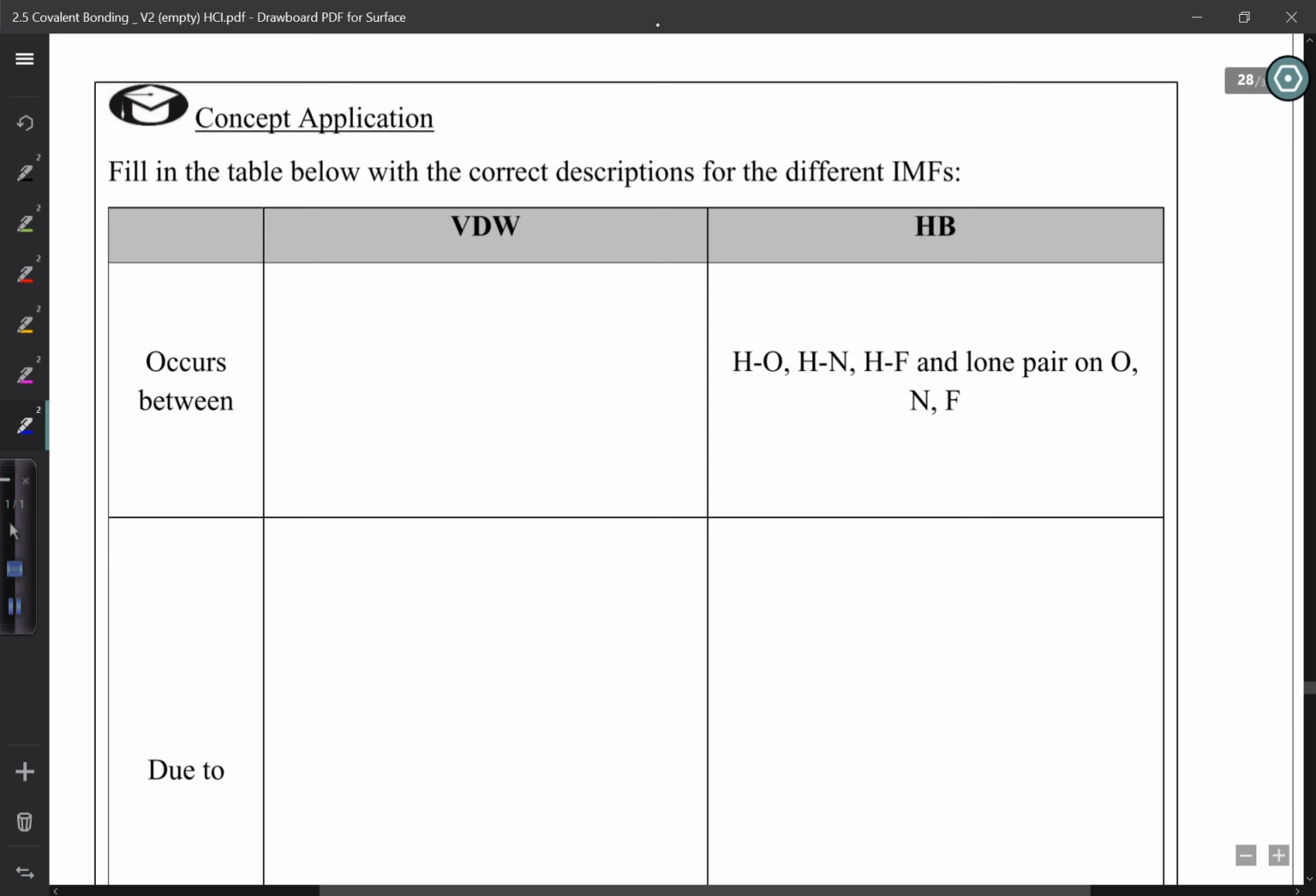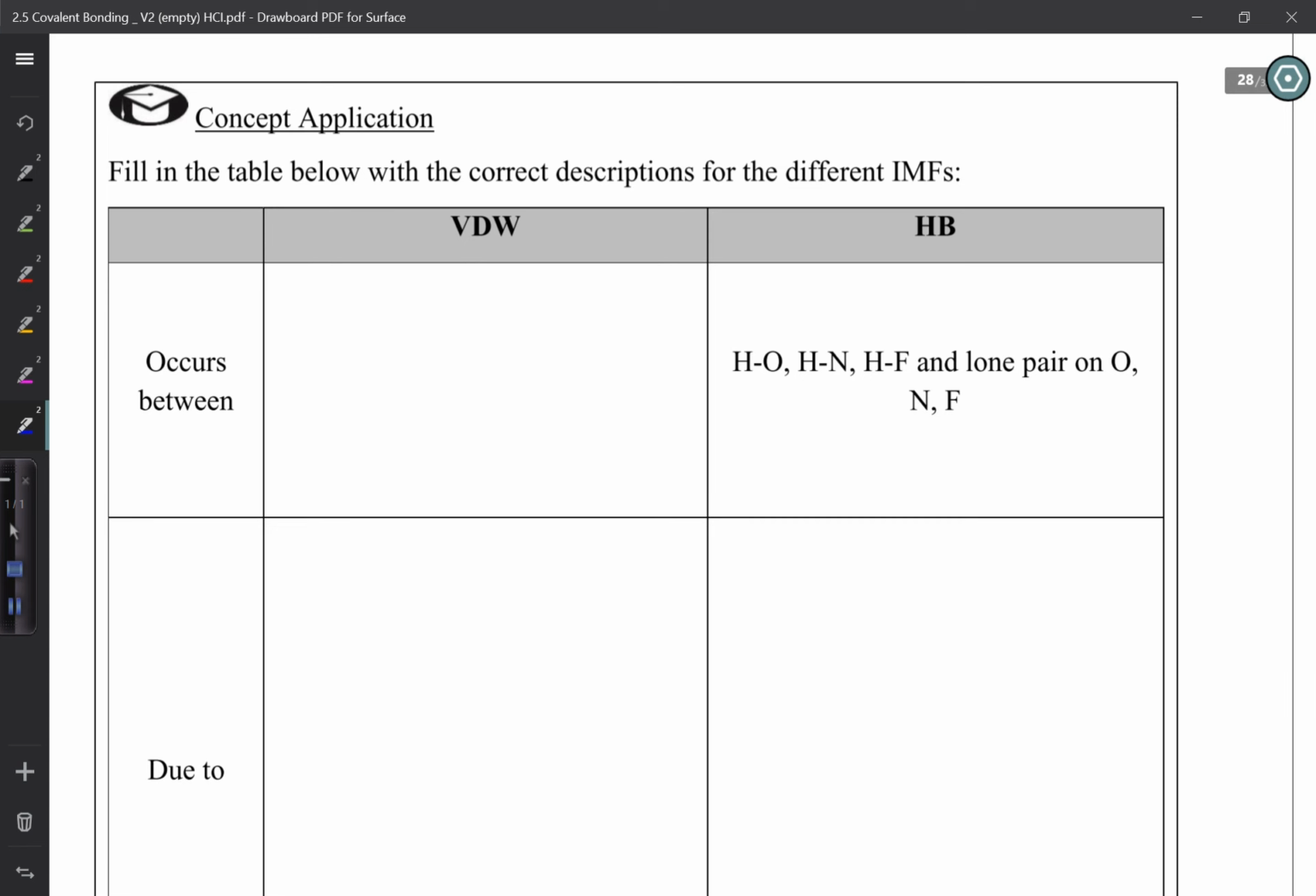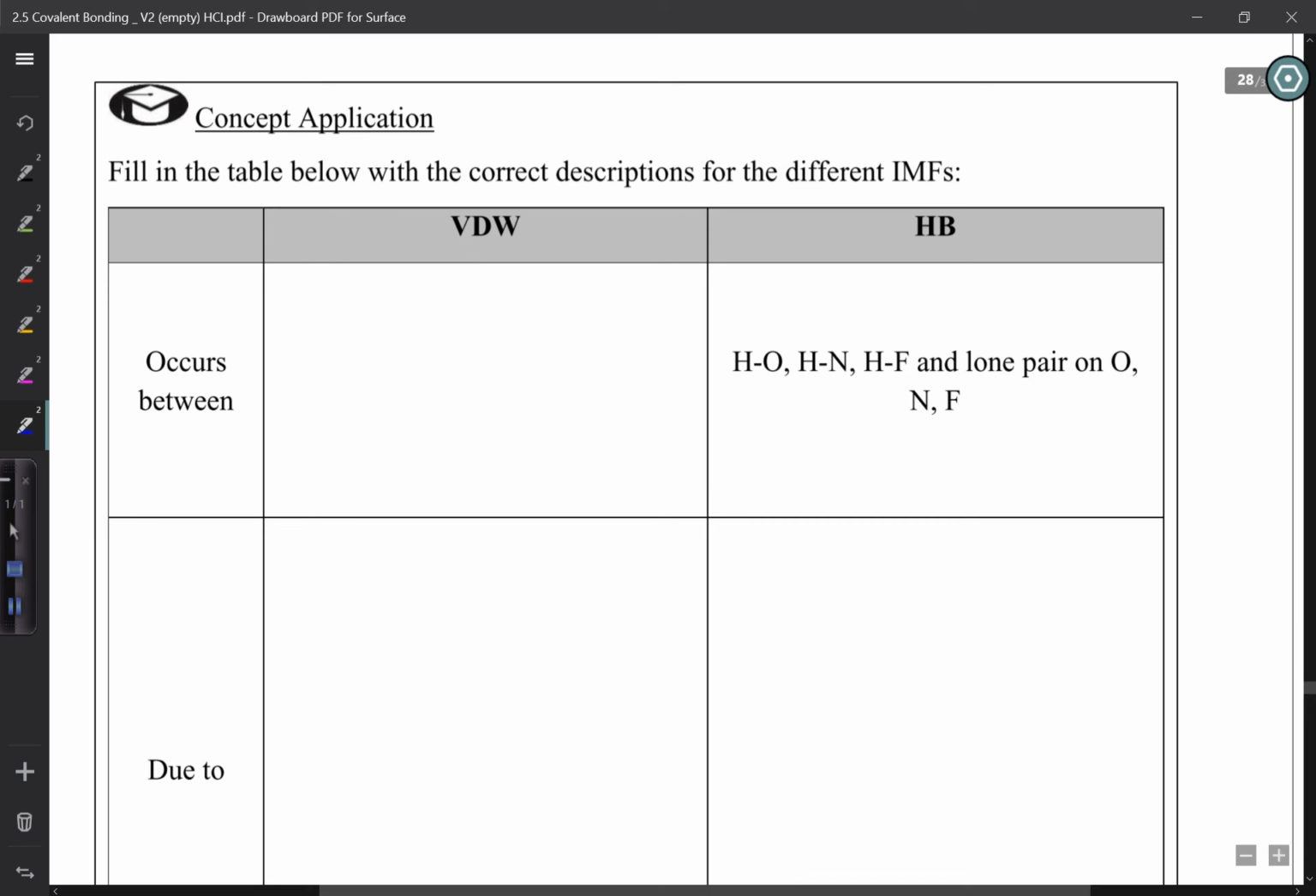Then what molecules will have van der Waals? This is to allow you to compare the correct intermolecular force. Basically for van der Waals, it occurs between all molecules.